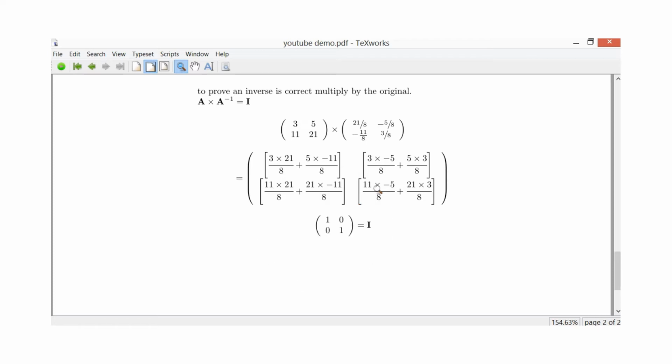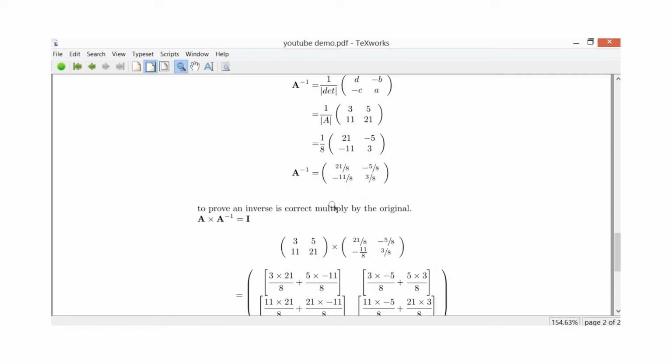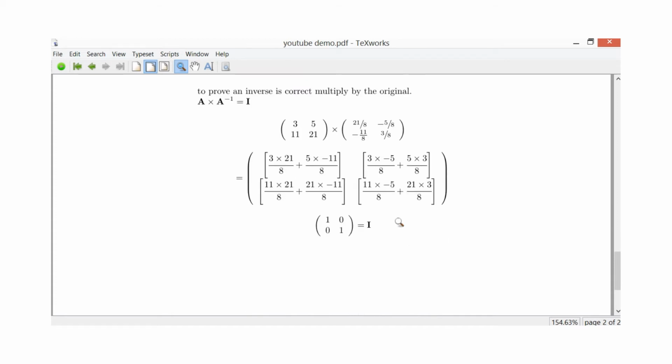Basically same again here. 11 times minus 5, minus 55, plus 21 times 3 is 63. And then divided by 8, minus 55 plus 63 is 8 over 8. That gives us our 1. And then we proved there that we got the correct answer. So we can be confident that our inverse matrix is as we described it here: 21 over 8, minus 5 over 8, minus 11 over 8 and 3 over 8. So there you go, we proved it.